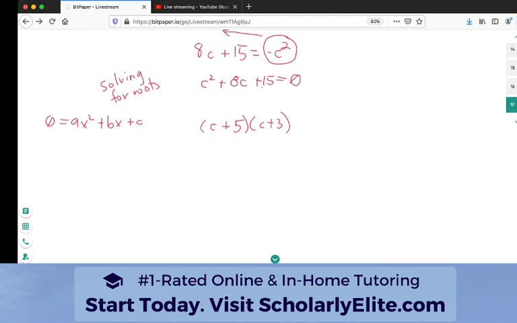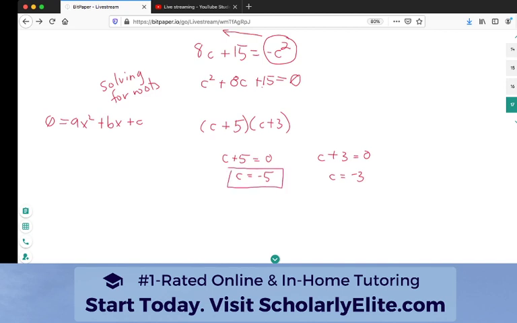So again, if you were to multiply this out using the FOIL method, you can actually see that it does equal this. And then we just go ahead and solve for these. So c plus 5 equals 0, which is c equals negative 5. C plus 3 equals 0, which is c equals negative 3.